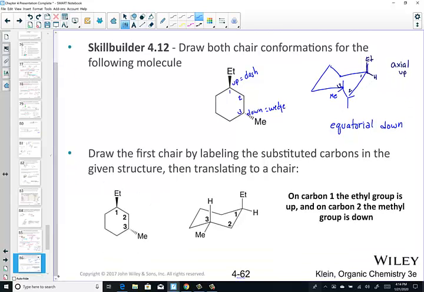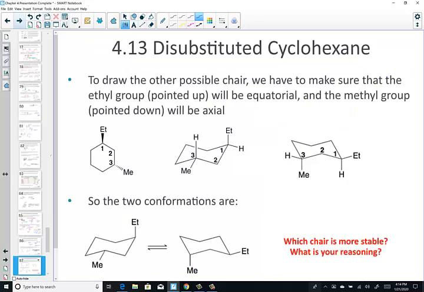Carbon 1 is the ethyl, pointing up. Carbon 2 is the methyl group. And on carbon 2, that's wrong. On carbon 3, the methyl group is down. To draw other possible chairs, we have to make sure that the ethyl group pointed up will be equatorial and the methyl group pointed down will be axial. So that's just really doing a ring flip.